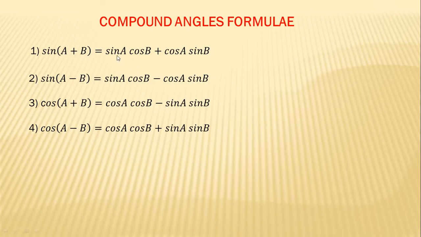See the combination: sine into cos, cos into sine, like this. On the left hand side, if there is a plus sign, then here also it is plus sign. Similarly, if it is minus sign here, then on the right hand side there is also minus sign. And in case of cos ratio, see the combination on the right hand side, it is cos into cos and sine into sine, like this. See carefully how to remember. Now in this case, if there is a plus sign, then on the right hand side there is a minus sign. Similarly, if it is minus sign here, then on the right hand side there is a plus sign.